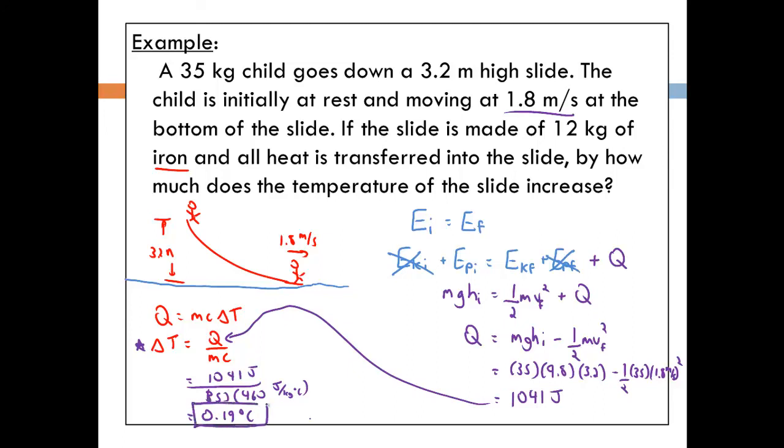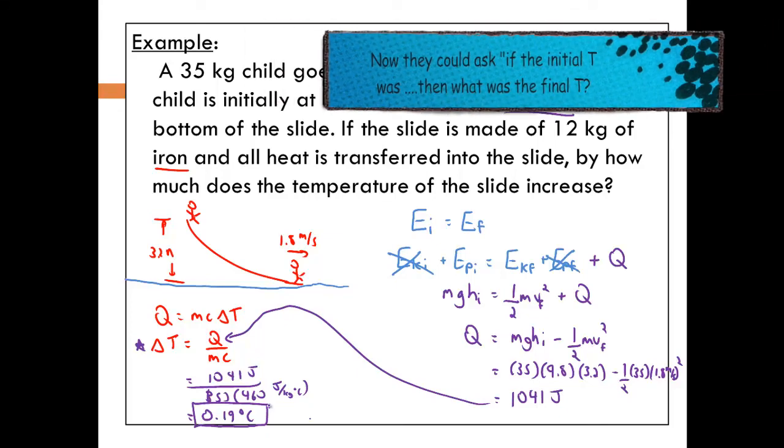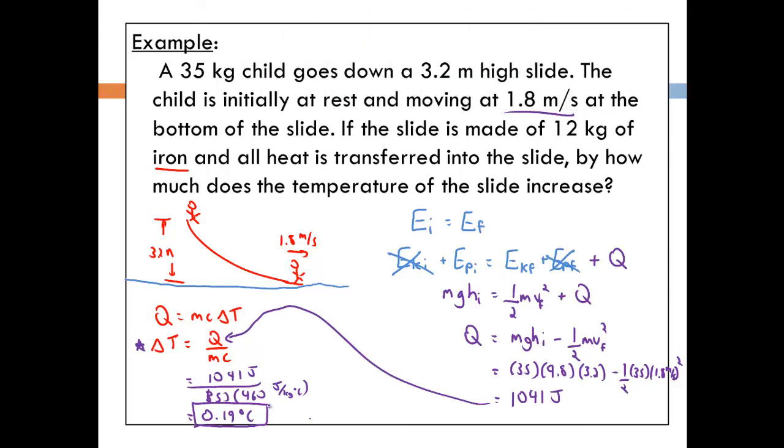degrees Celsius. Now, notice that this doesn't take into account what the initial temperature is or what the final temperature is, just that based upon the amount of heat generated from this transfer of energy from potential to kinetic and obviously to the substance itself, the temperature of iron is going to change by 0.19 degrees Celsius.